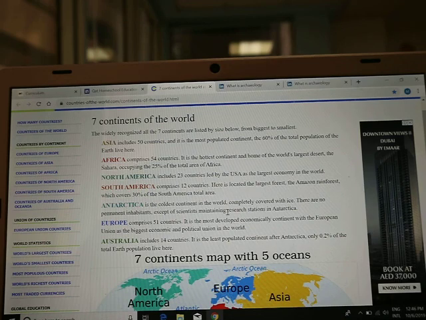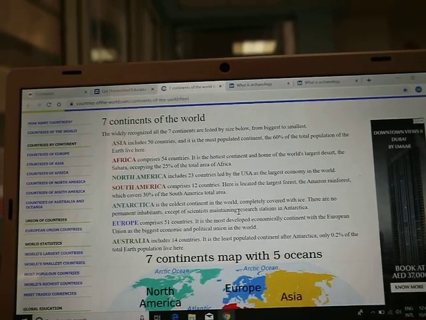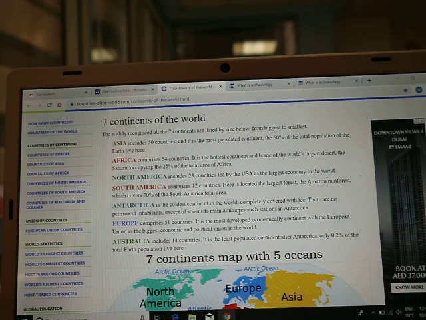Next is Africa, the continent that has the highest number of countries. It is the hottest continent, and the home of the world's largest desert, the Sahara, occupying 25% of the total area of Africa. Next is North America. It includes 23 countries led by the USA. USA is in North America. South America comprises 12 countries. Here is located the largest forest, the Amazon rainforest, which covers 30% of South America.